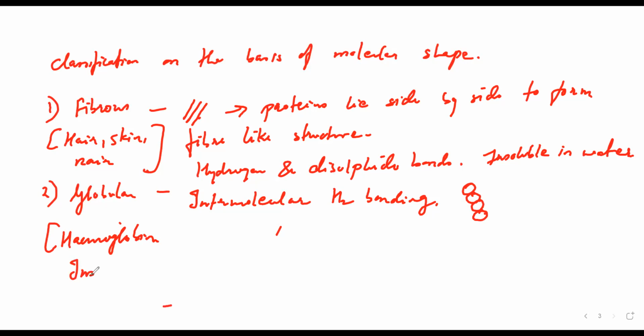or insulin, albumin. Hemoglobin is present in the blood, albumin is present in the egg, and insulin is used for regulating the increase and decrease of sugar. All of these are globular proteins, and generally they are soluble in water. So these are the two types depending upon how they appear. Now we are going to see the structure of the protein. Generally the structure of the protein is classified into four types.